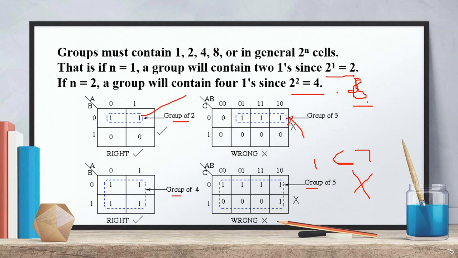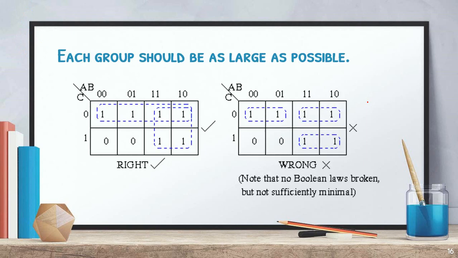Next we can move on to the next rule: how large each group can be. This is somewhat difficult, so just check properly. Each group should be as large as possible. That means you may have the possibility of 2 groups here and 2 groups there, but together you may have 4 groups. As I told you previously, you can do 2, 4, 8.